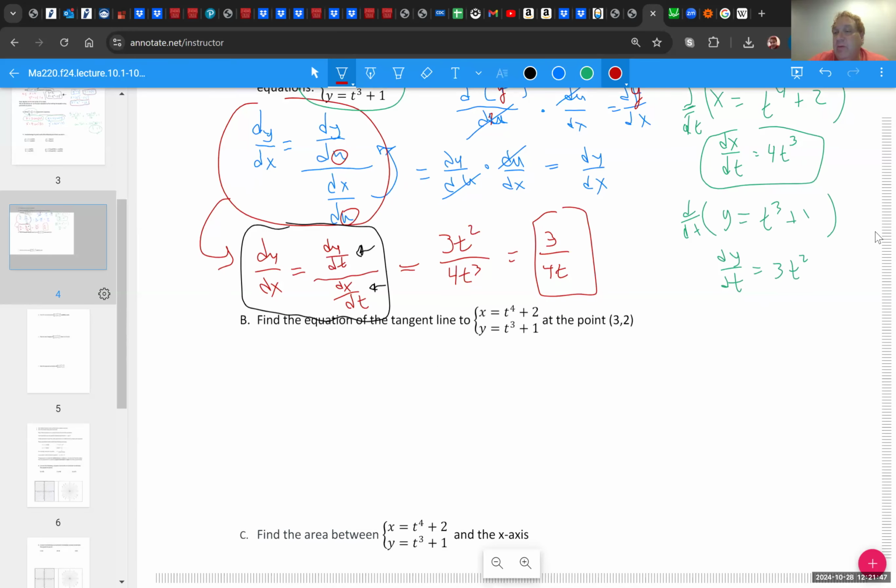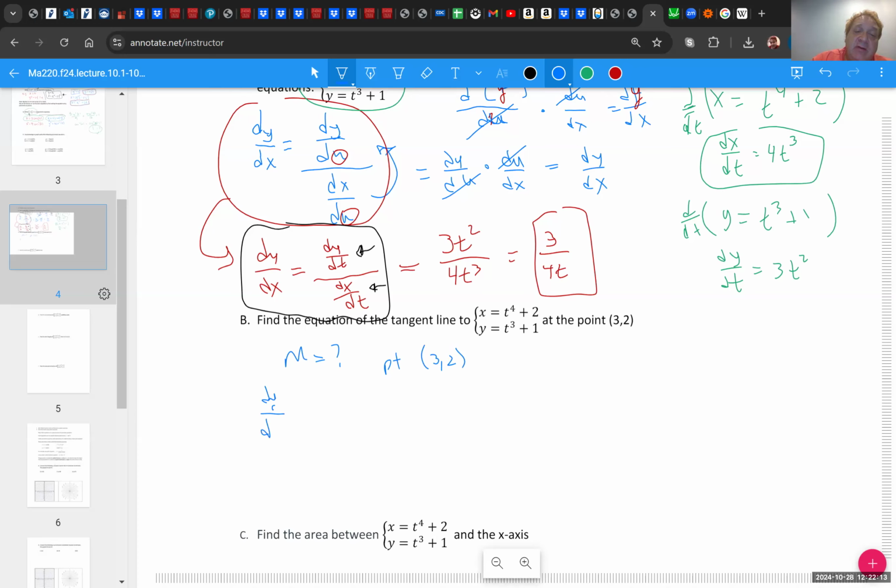All right, so what can we do with this? Well, we can do all the stuff we've been doing with calculus up until this point, like find the equation of a tangent line. To find the equation of a tangent line, you need a slope and a point. So we need to find a slope. We need to find a point. The point we're already given is (3, 2). And to find the slope, you just have to find the derivative.